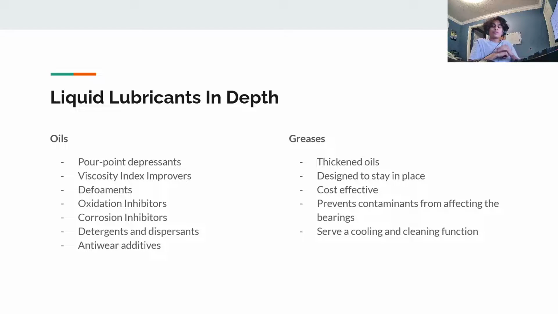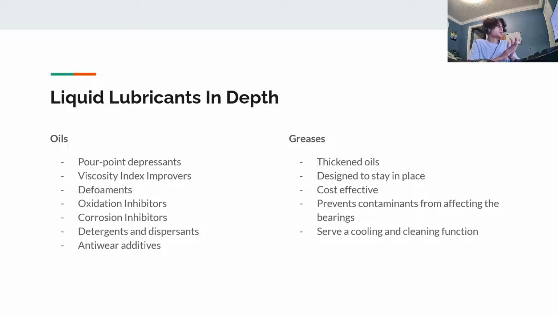Now, we're going to go a little bit more in depth of lubricants. So, like I mentioned before in the previous slide, there were two main types of lubricants. That we had oils and greases. So, oils, there are a couple major classifications for oils and properties. So, one of which is pour point depressants, and this causes the oil to flow at lower temperatures. Next up, we have viscosity index improvers, which have less variation of viscosity with temperature.